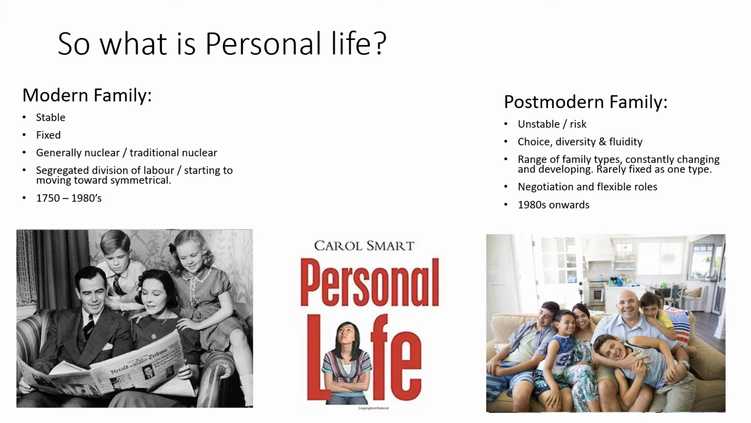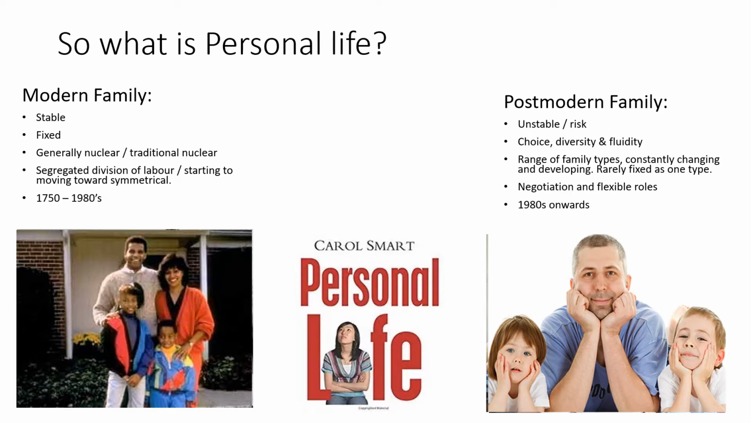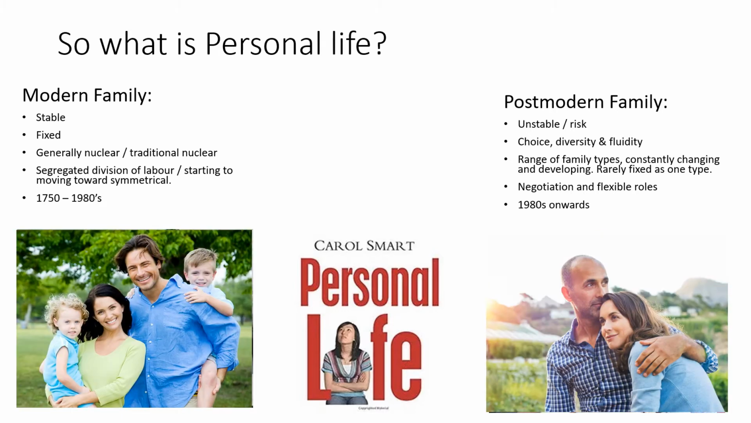The postmodern family, on the other hand, was from the 1980s onwards. It was unstable. It was seen as a risk family. It was full of choice, diversity, fluidity. There was a range of family types that you could have, and these were not fixed. So you could start in one family type and change as life progressed, unlike the modern, which was fixed. There was a lot of negotiation. There were flexible roles, and this is the family type that we were seeing.